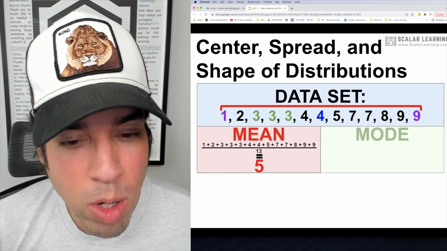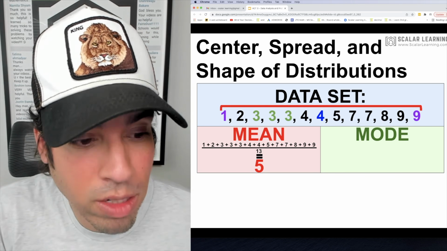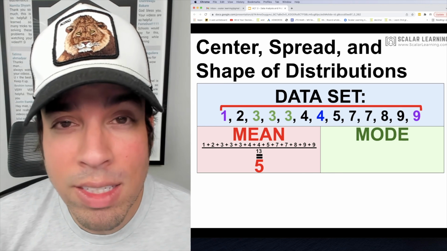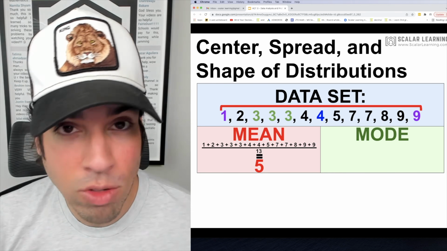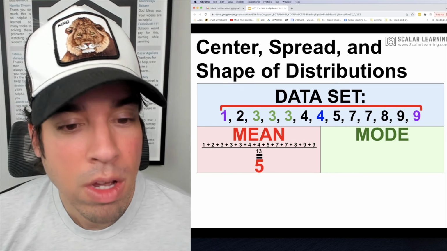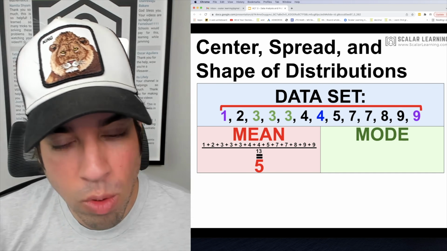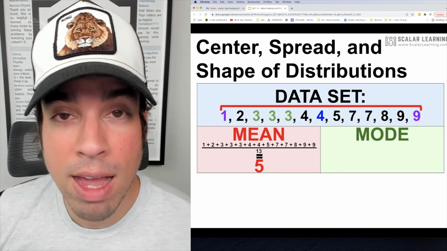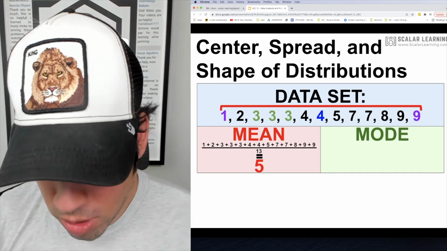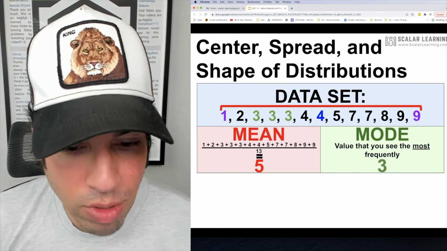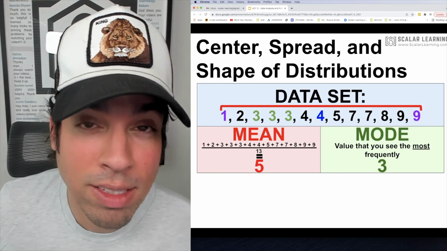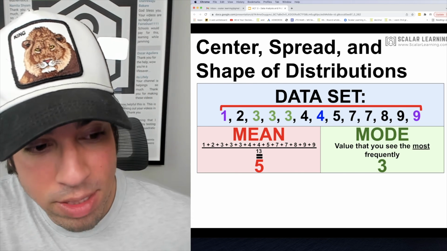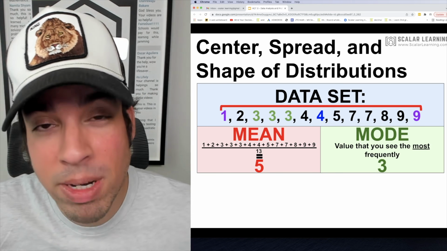Now let's talk about mode. Mode, you can see, is in green, those 3s are in green. Why? What is mode? Mode is the value that you see the most of. So I see 2 7s, I see 2 4s, I see 2 9s, but I see 3 3s. So since we have 3 3s, we have the most of 3s, our mode is 3. And by the way, it is possible for a data set to have multiple modes. This one does not. This has one single mode, but it can happen.